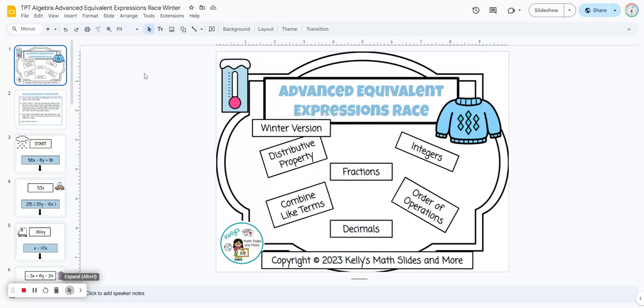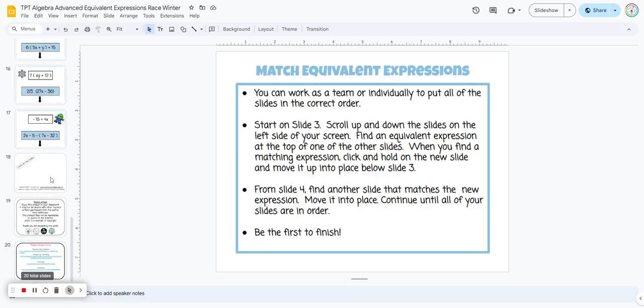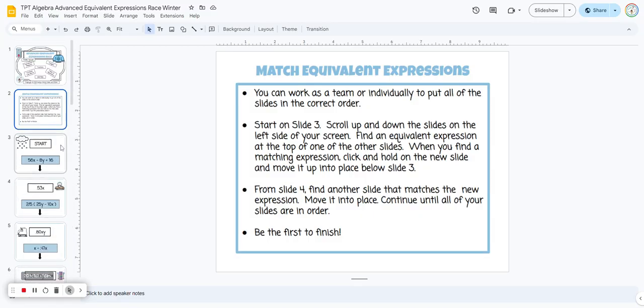Advanced Equivalent Expressions Race. This is a fun practice for the students with equivalent expressions that include integers, fractions, order of operations, decimals, combining like terms, and distributive property. Now, all of the instructions are on slide 2. Students can compete in teams, they can compete with each other, or just compete with themselves to see how quickly they can put all of these slides in the correct order.